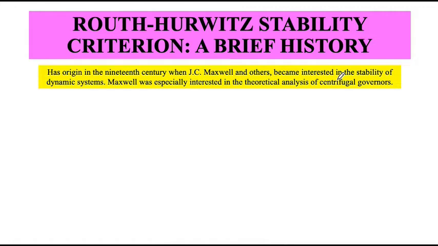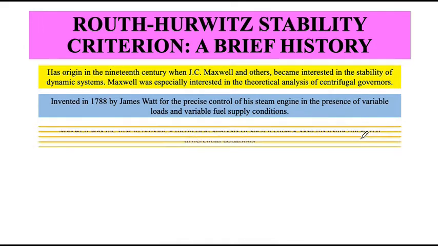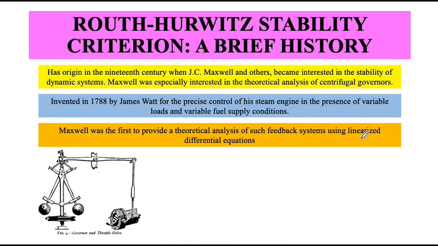So Maxwell was the first to make some initial guess around these things. He was the first to provide a theoretical analysis of a feedback system using a linear system, so a linearized differential equation. This is what the governor looked like. This is the picture we took from Wikipedia.